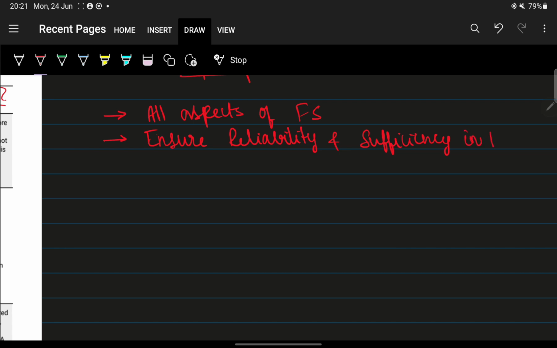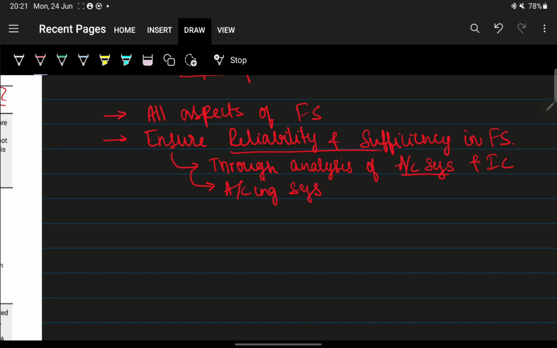In the financial statements. Okay, how will he ensure this? How will he ensure the reliability and sufficiency? Through checking or through analysis of the accounting system, right? Accounting system and the internal control. Okay, here accounting system, you can also write that accounting system includes the notes to accounts.